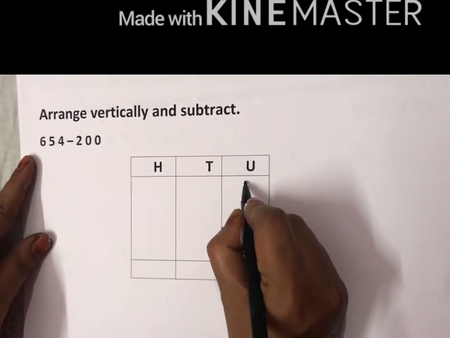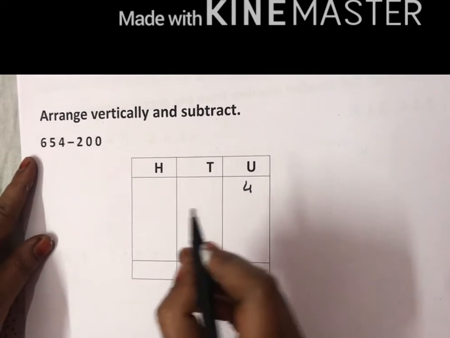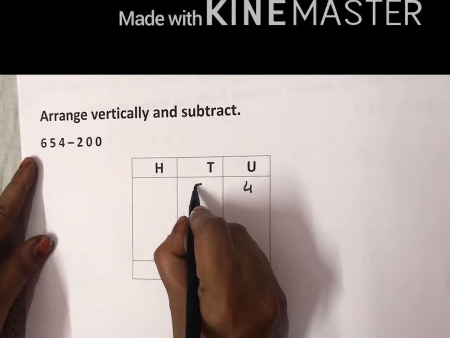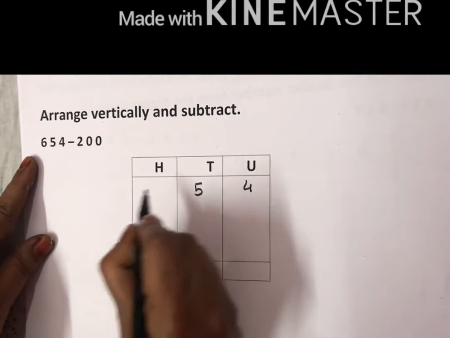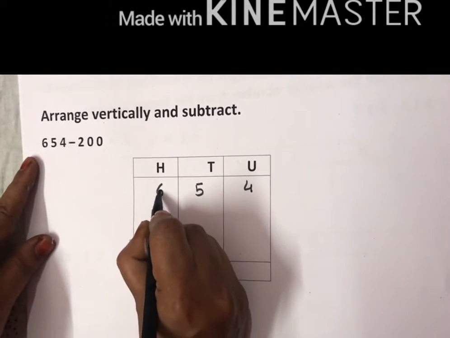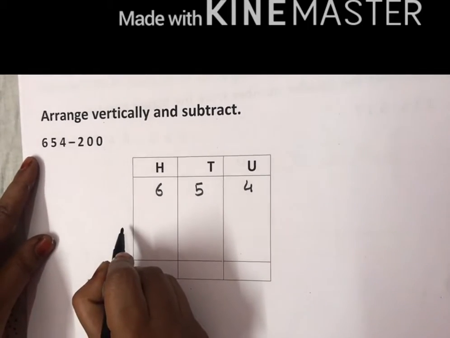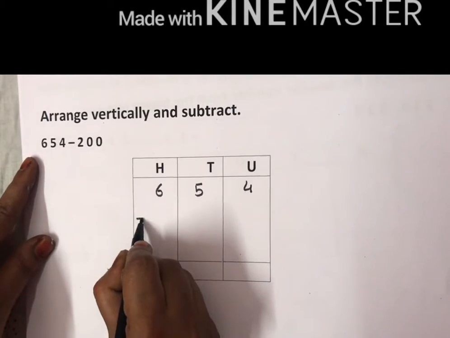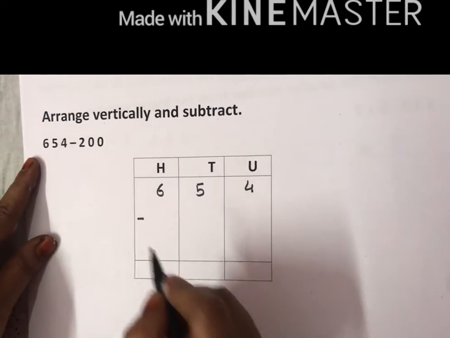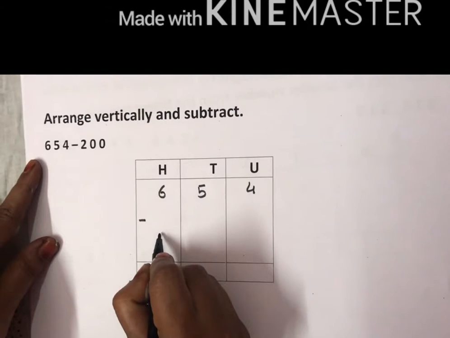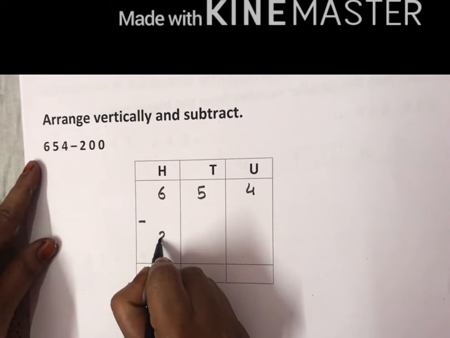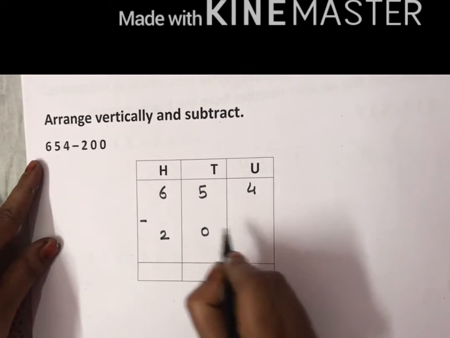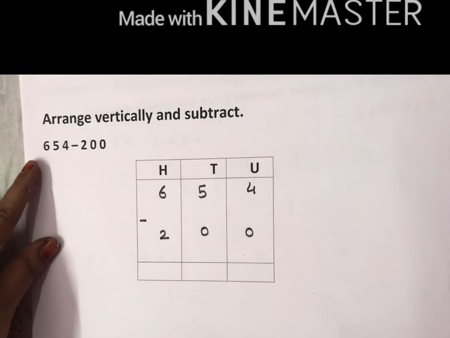So 4 we will write at unit place. Then 5 will be at tens place. And 6 will be at hundred place. Then minus sign. What is the next number? The next number is 200. So we will write 200 in their respective place values.